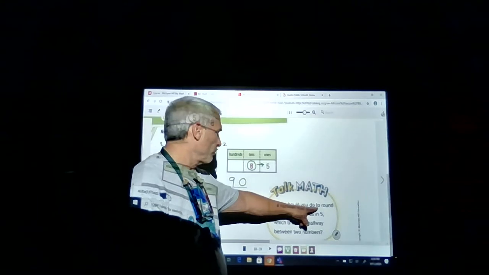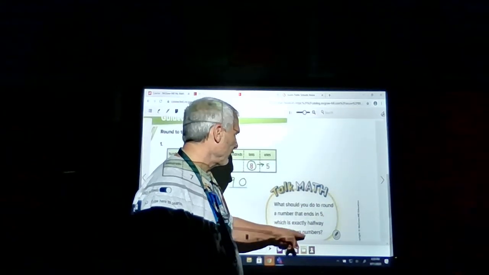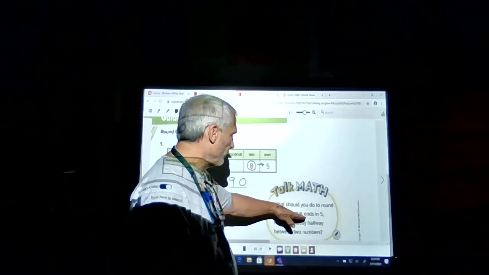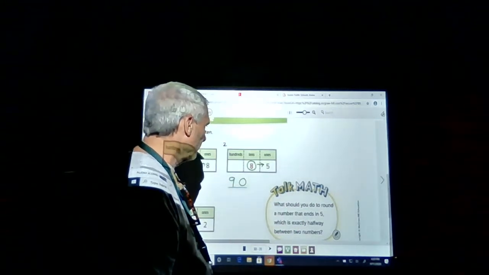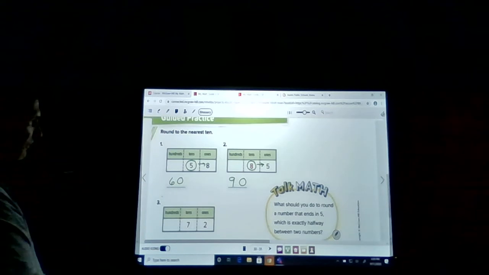What should you do to round a number that ends in 5, which is exactly halfway? Do we add the 1 to the tens place, or do we leave it alone? Tell your home helper.